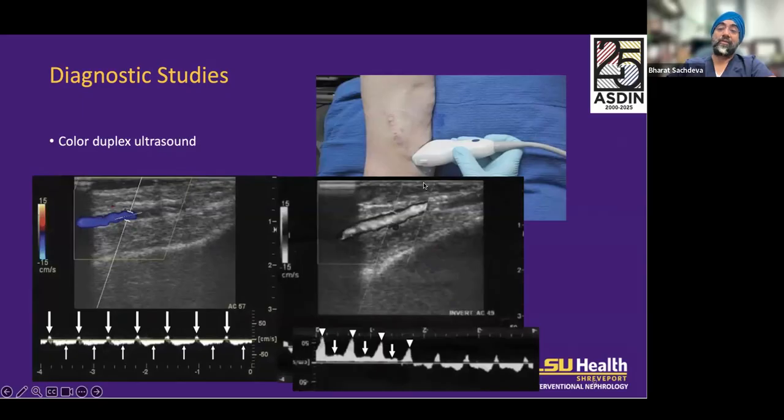As you go from the forearm, elbow down to the wrist, the flow, which used to be good in that wrist hand, now is getting really low. And that is a sign that there is a stenosis or likely hand steal, and we may need to do an angiogram to confirm that.